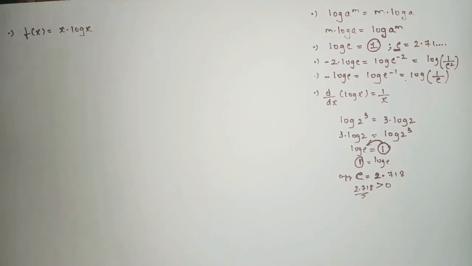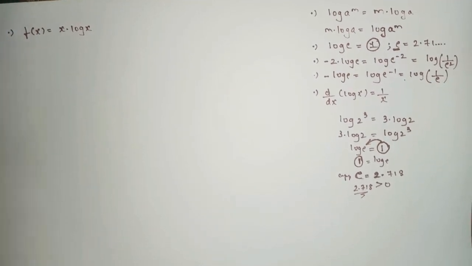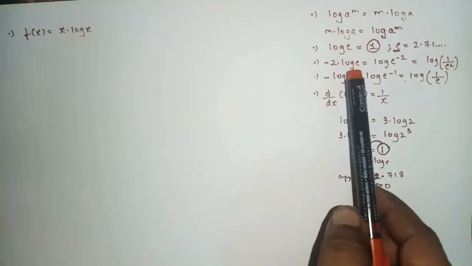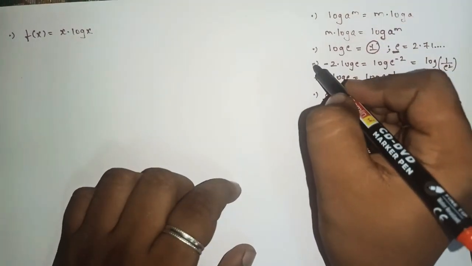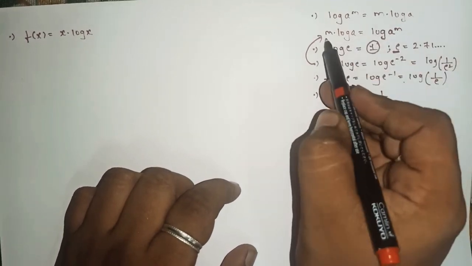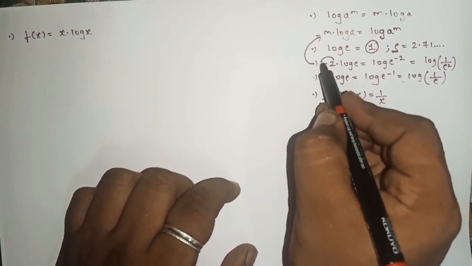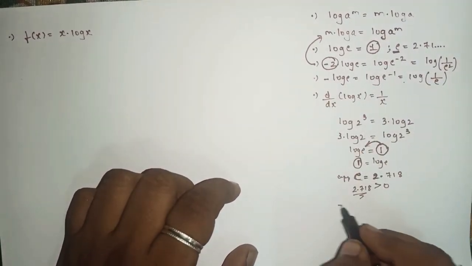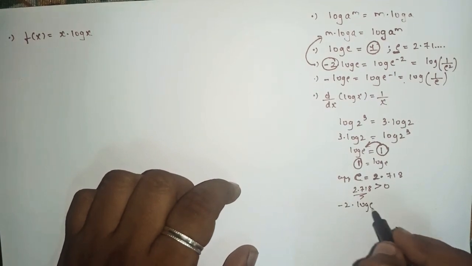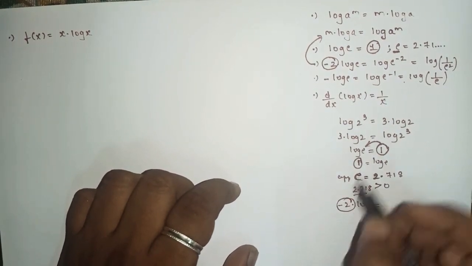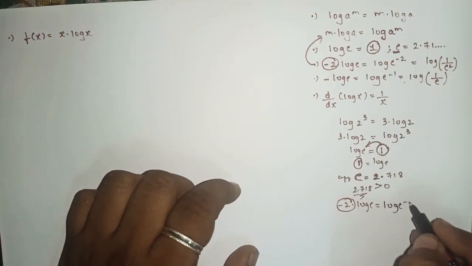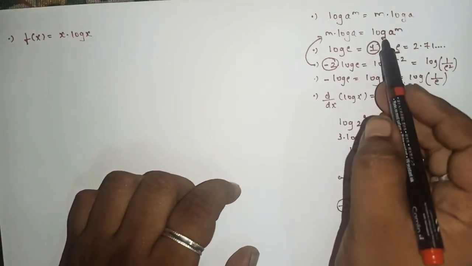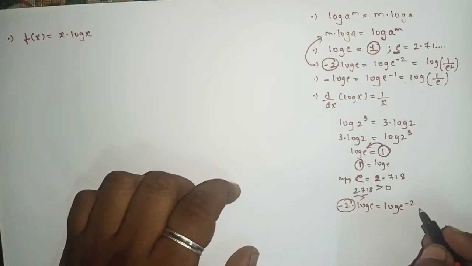and 2.718, clearly we can see that it is greater than 0. Okay, so now we'll move on to the next. Can I say this formula looks like this, m into log a? So we'll consider this as m. So minus 2 into log e, we'll consider this as m. So using this formula, can I write this as log e raised to minus 2, yes or no?